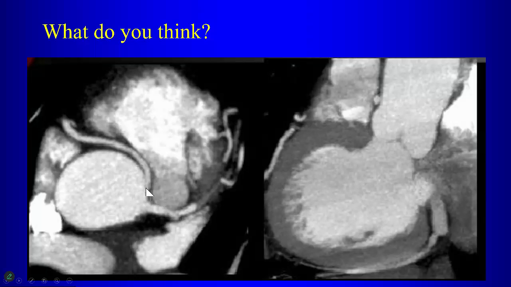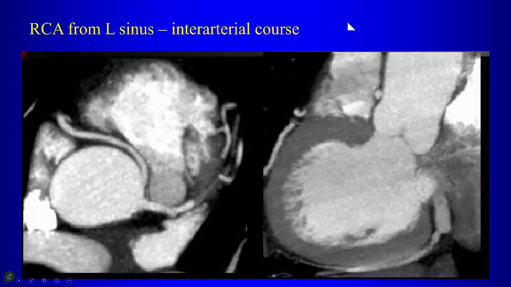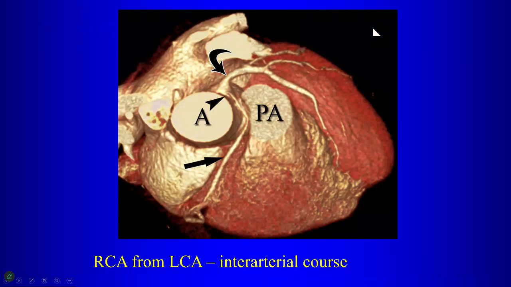And then here too, we suspect that it's going to be interarterial, right? Because this guy over here is the aorta, and this guy is the pulmonary artery. You can see the pulmonic valve here, see it? So this portion of it right here is between the pulmonary artery and the aorta, okay? So that's the right coronary artery from the left side taking an interarterial course.